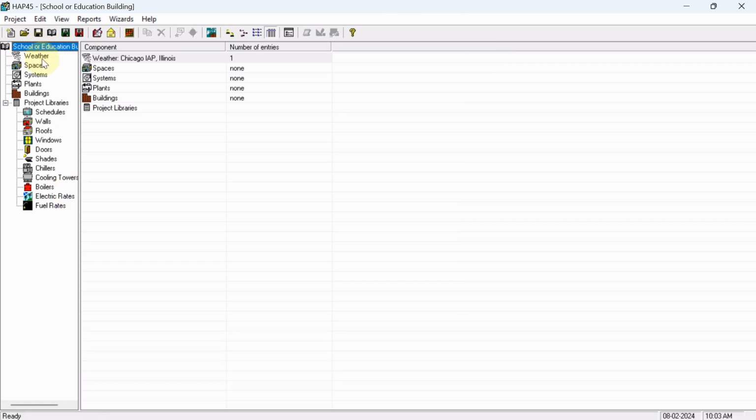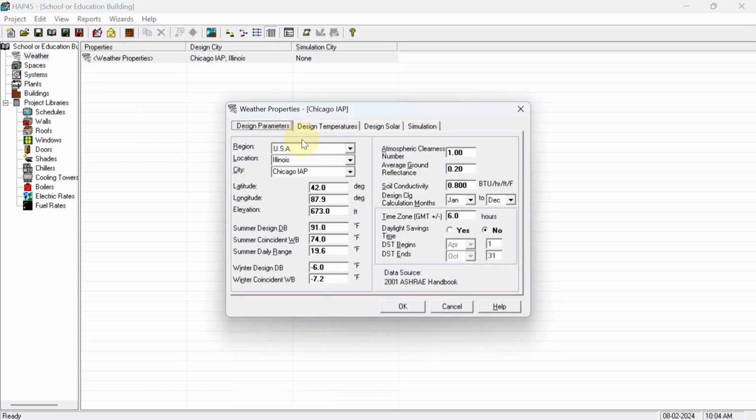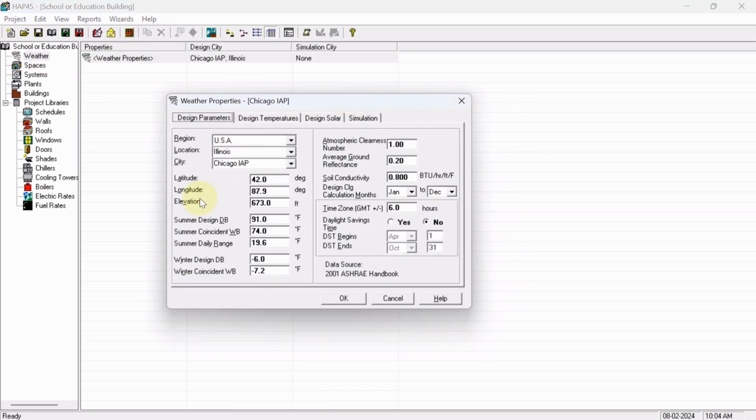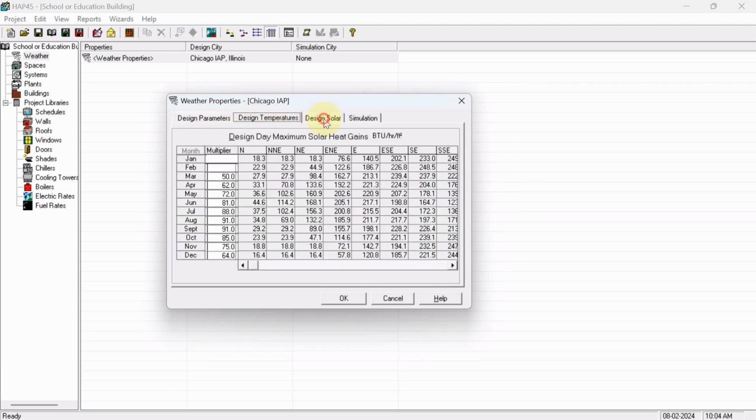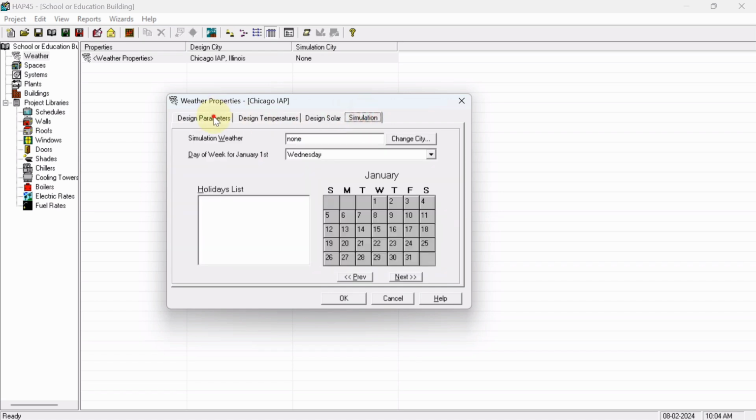Now here I'm going to show you the first source, how to add weather data in HAP by using the ASHRAE 2021. So double click on weather, weather properties. Here you will get the design parameters. Based on design parameters, you will get the design temperature, design solar, simulation, everything.